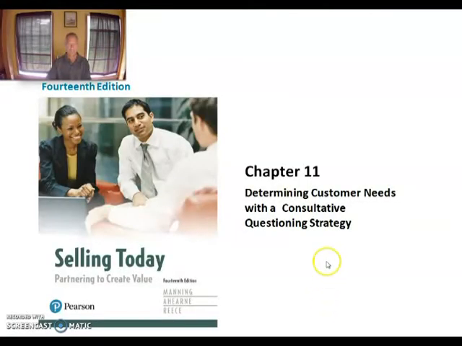If you learn anything in this entire class, learn the spin technique on needs discovery and learn that needs discovery is the most important aspect of any salesperson's job, and needs discovery will launch a salesperson's career. With that being said, let's get started. As I said in the introduction, this particular chapter is all about needs discovery.